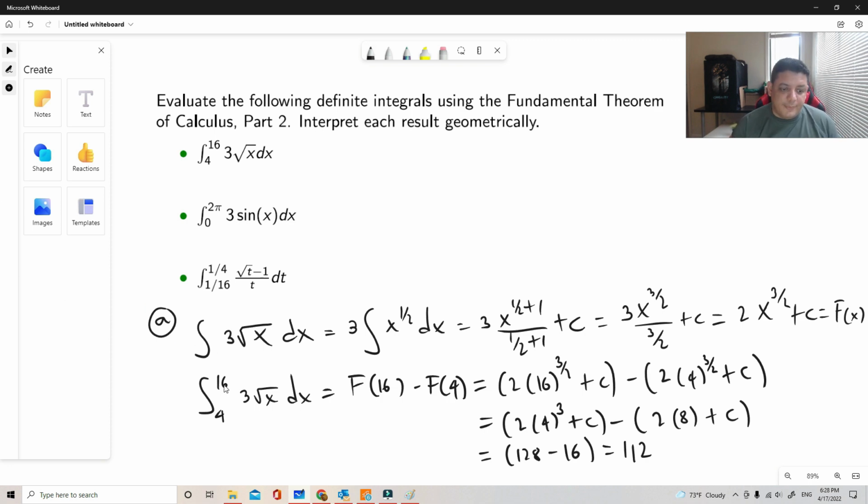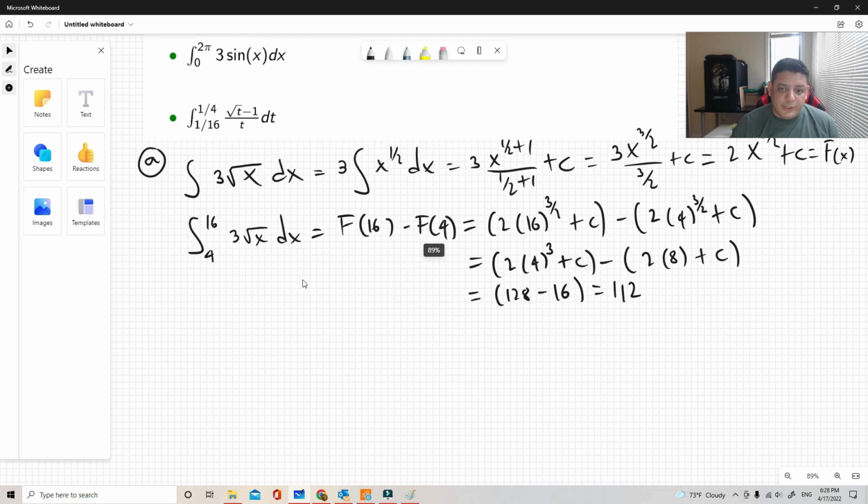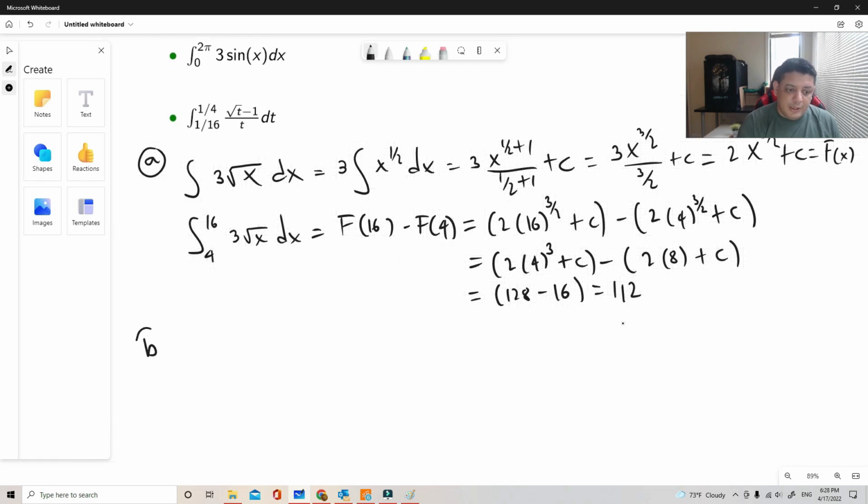So that's the first example. Now let's do a shorter one with example B. We have the integral of 3 sine of x dx, which is just going to be minus 3 cosine of x plus c. Since the derivative of sine is cosine, and the derivative of cosine is minus sine, then the antiderivative of 3 sine dx is going to be minus 3 cosine plus c in this case.